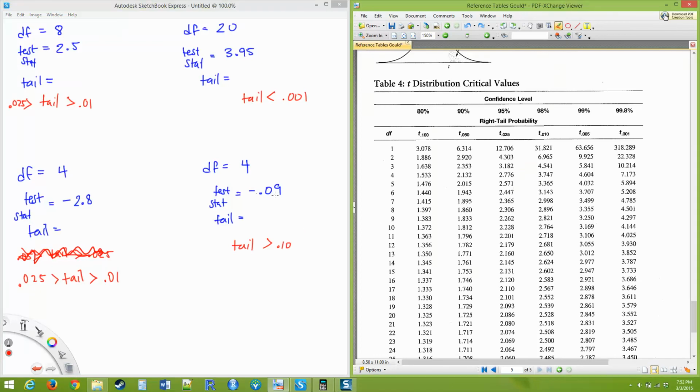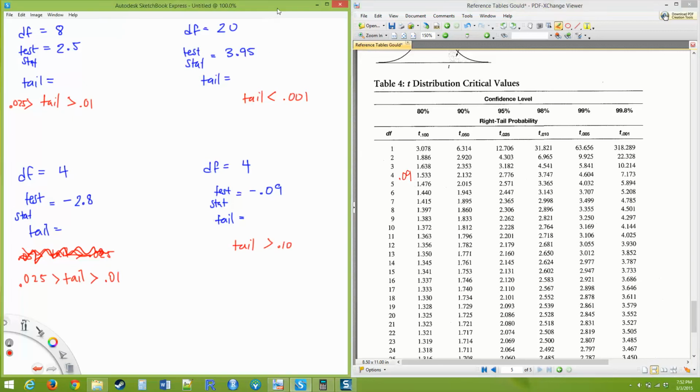And lastly, test statistic, 4 degrees of freedom. I have negative 0.09, so I'm going to just look up positive 0.09. 0.09 is closer to 0 than 1.533, so that means my tail has to be more than 0.1. Is that okay?